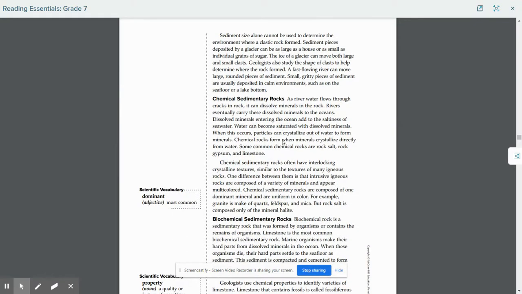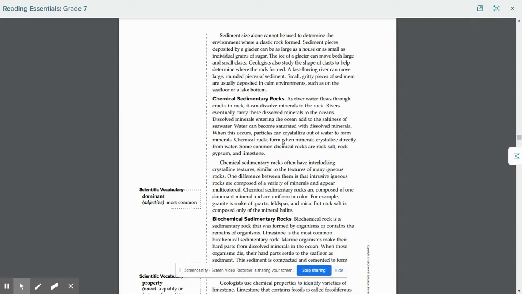Chemical sedimentary rocks. As river water flows through cracks in rock, it can dissolve minerals in the rock. Rivers eventually carry these dissolved minerals to the oceans. Dissolved minerals entering the ocean add to the saltiness of seawater. Water can become saturated with dissolved minerals. When this occurs, particles can crystallize out of water to form minerals.